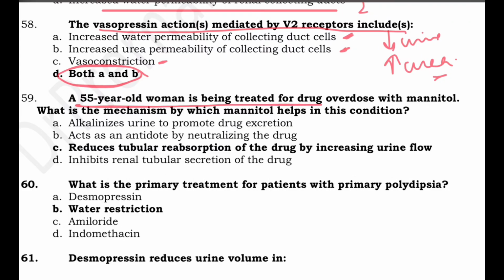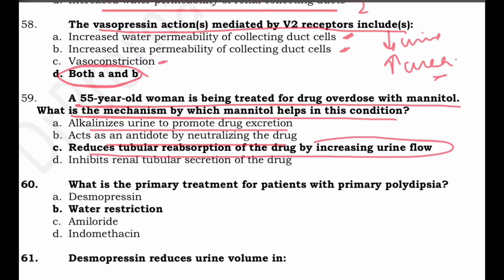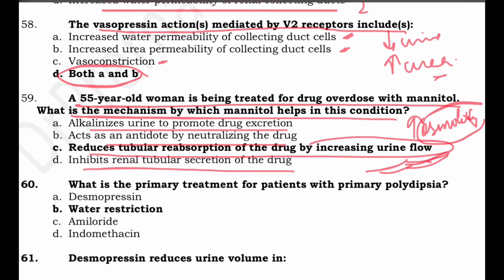A 55-year-old woman is treated for drug overdose with mannitol. What is the mechanism by which mannitol helps? Mannitol is an osmotic diuretic. Options: alkalinizes urine, acts as an antidote by neutralizing the drug, reduces tubular reabsorption of drug by increasing the urine flow, inhibits renal tubular secretion. Mannitol basically increases the osmolality of the tubular fluid. As a result, there is an increased urine flow and reduced reabsorption. When osmolarity increases, water will stay with it. There will be no reabsorption of the drug.